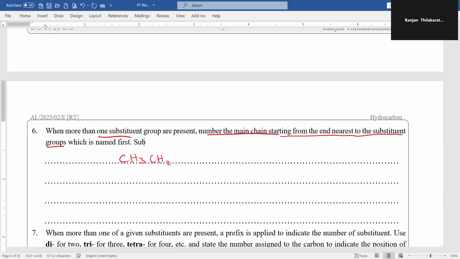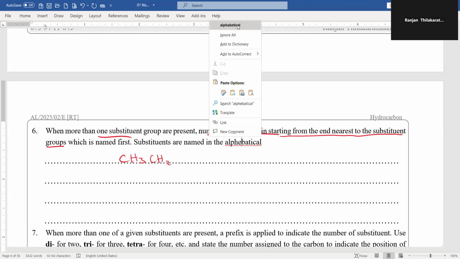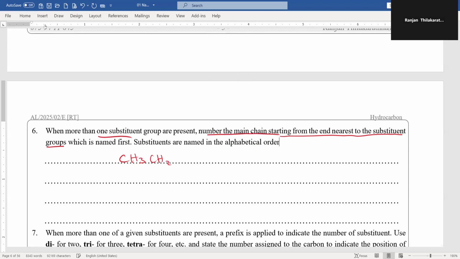Substituents are named in the alphabetical order of the first letter of the name. Like that.